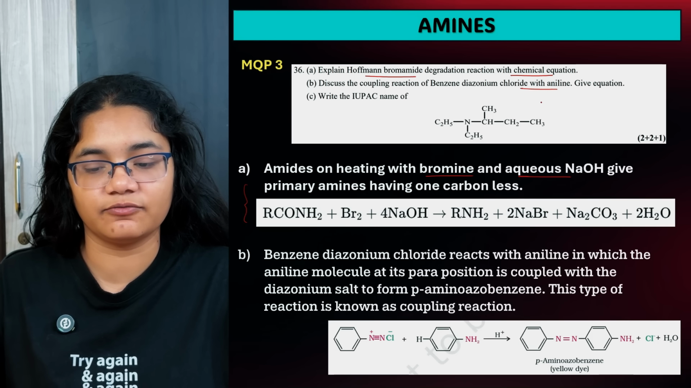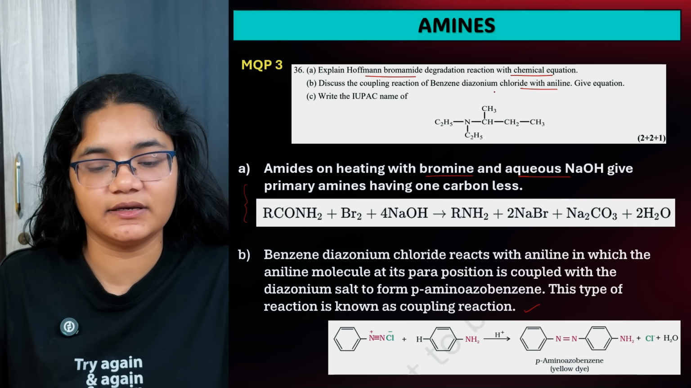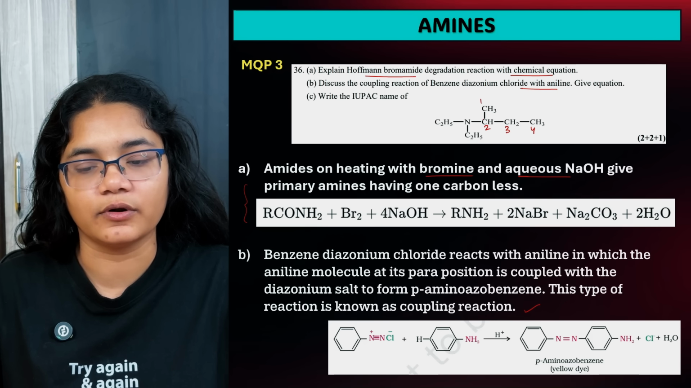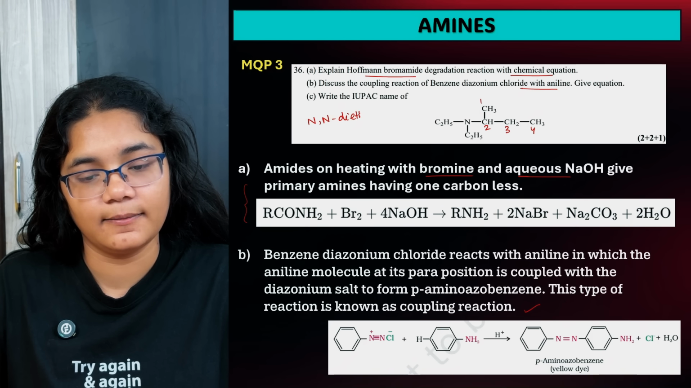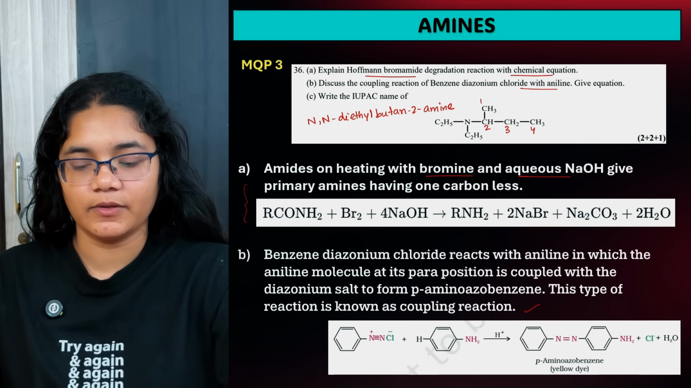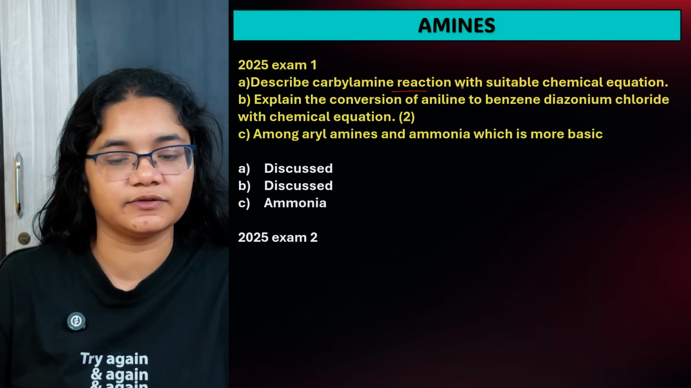Next, coupling reaction of benzene diazonium chloride with aniline. You have to write the statement and then the reaction, and IUPAC name of the given compound. So you can see 1, 2, 3, 4. So I have N, N-diethyl, okay, butane 2 amine. Okay, now next one we have 2025 paper question, carbylamine reaction with suitable reaction.